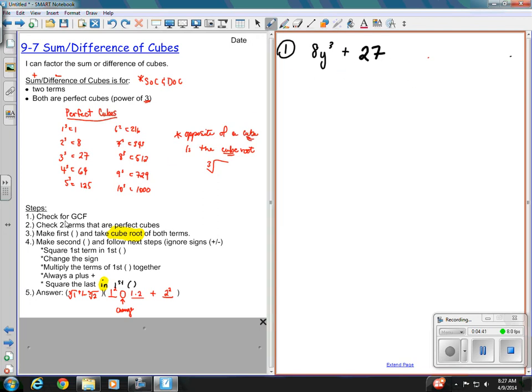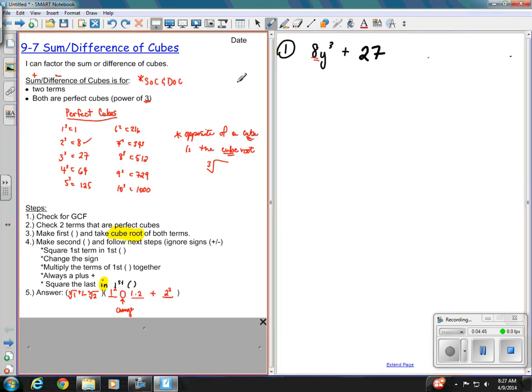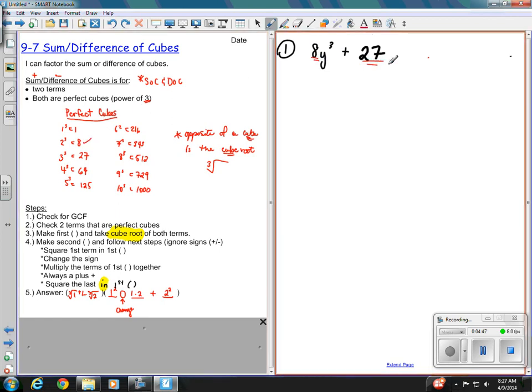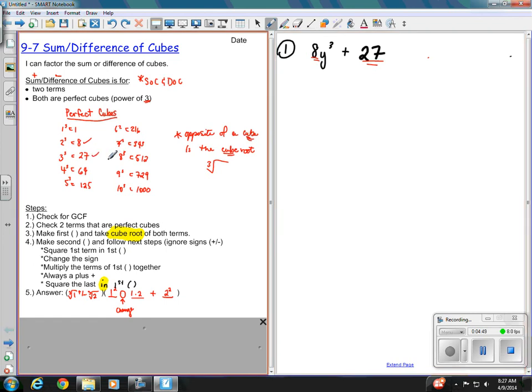So step 2, make sure they're perfect cubes. I have an 8. 8 is on our perfect cube list. We have a 27. 27 is on our perfect cube list, so we're good.